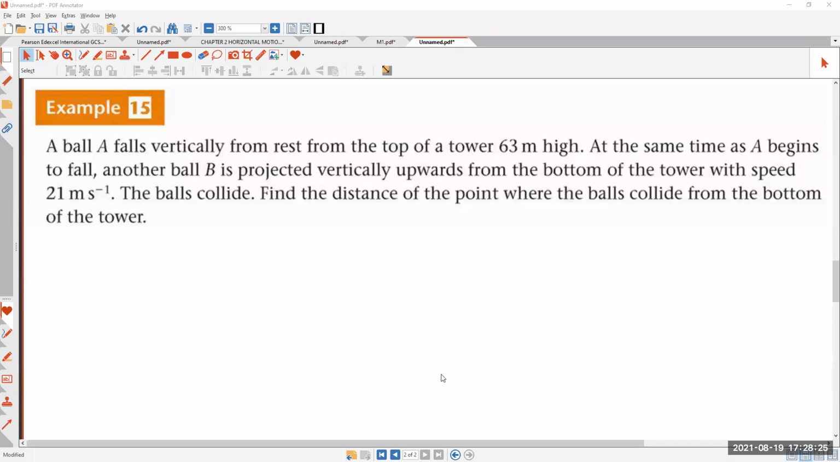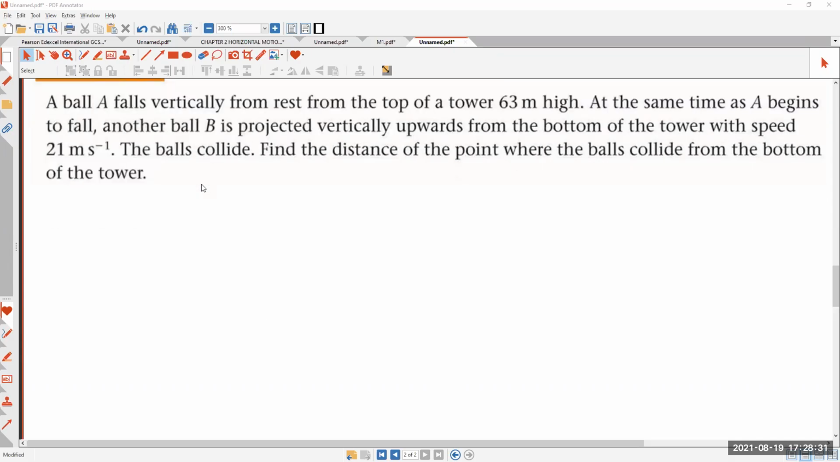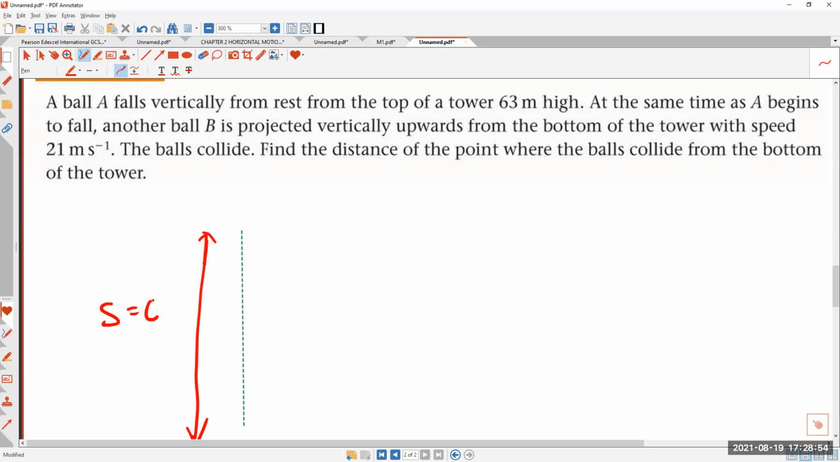A ball A falls vertically from rest from the top of the tower. Read the question very carefully. This whole thing is a tower. From the top of the tower you are dropping a ball, but what is the height of this tower? 63 meter. The height of this tower is 63 meter in total.